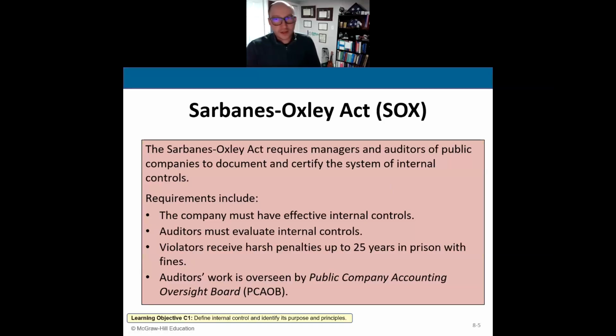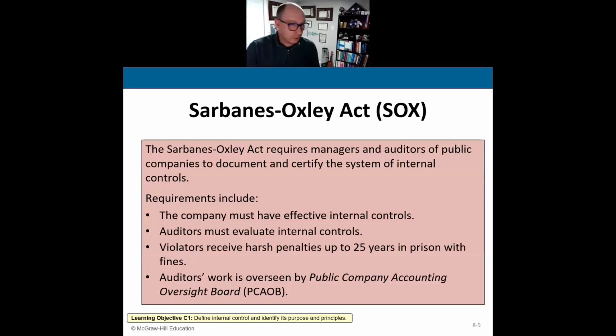I had mentioned this idea of the internal and external auditors. Every business should have an internal auditor, and every publicly traded company is required by law to have an external auditor. For private companies, it's strongly recommended. For publicly traded companies, it is required by law. And the law that governs this is called the Sarbanes-Oxley Act of 2002.